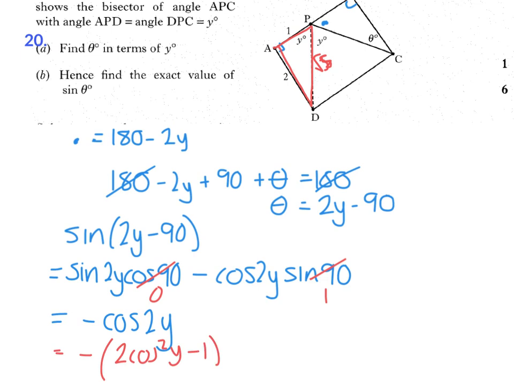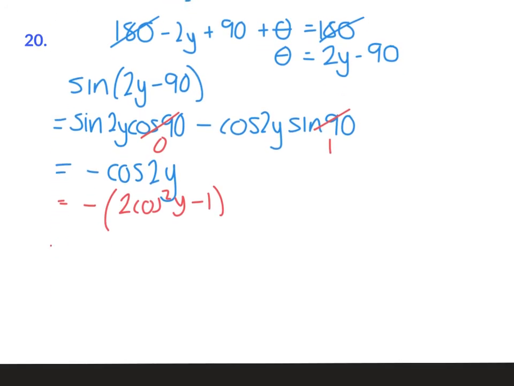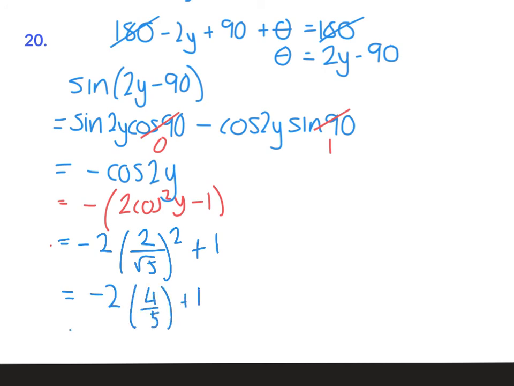Okay, now cos of y is adjacent over hypotenuse, so that's 2 over root 5. So I have negative 2 times 2 over root 5 squared, and then that minus times minus will become plus 1. So I have negative 2 times 4 over 5 plus 1, which is negative 8 over 5 plus 1. And negative 8 over 5, well, that's like negative 1 3/5. That would just give me negative 3/5. So there is my answer, the exact value.